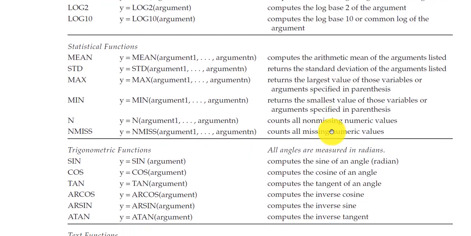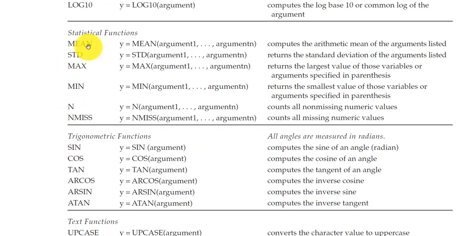Statistical functions we can use, for example, take the mean of argument 1, comma, and then the ellipsis here, you have to fill in all of these. Recently when I was doing this, I had several variables in here, and so I had to write variable 1 comma variable 2 comma all the way to the last one, and that's for all of these statistical functions.